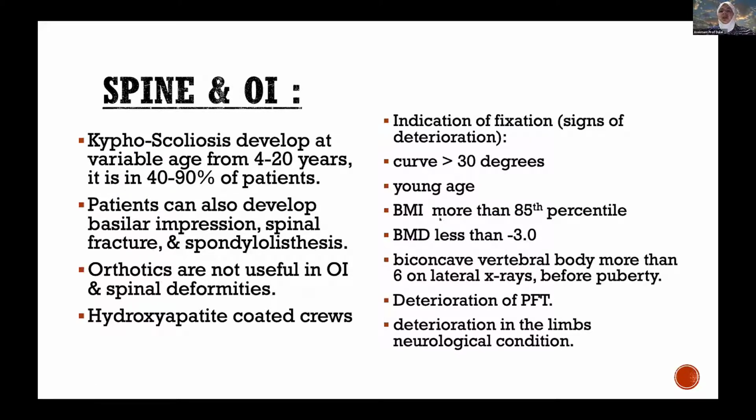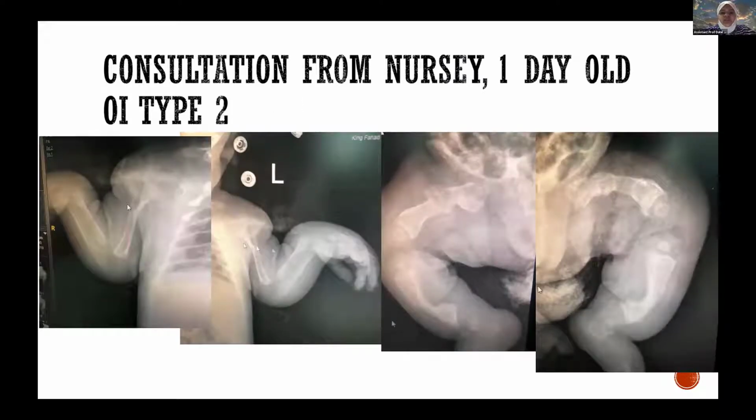Now, when do you have to fix their spine? If the curve is more than 30, younger patients, and higher BMI, because they tend to bend with muscular imbalance, and a BMD of less than -3. So a low BMD would tend to fracture and worsen. If you have deterioration of pulmonary function or neurology, then it is time to do some sort of spine surgery. Just sharing two cases that I have seen in the past few months.